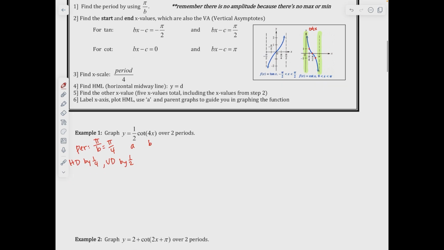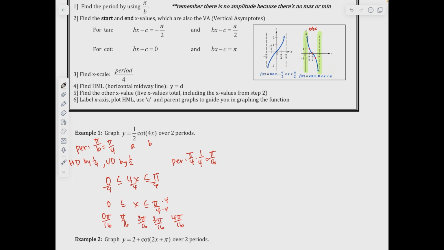Our vertical asymptotes are at 0 and at pi. When I divide by 4, my vertical asymptotes are now at 0 and pi over 4. My period length takes pi over 4 to complete. So when I quarter this up, I get pi over 16. So this is 0 pi over 16, and when I multiply by 4, this would be 4 pi over 16. So 1 pi over 16, 2 pi over 16, 3 pi over 16, and 4 pi over 16.